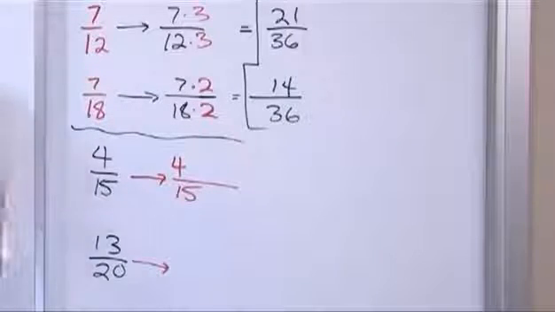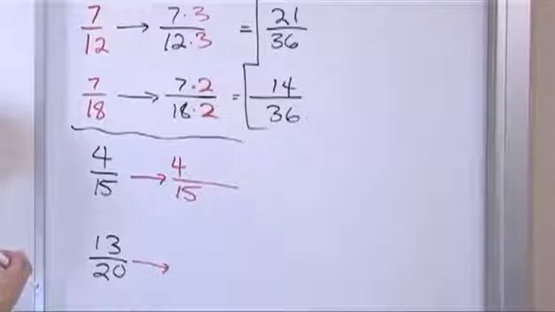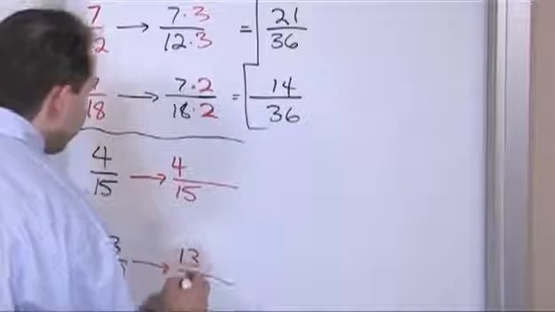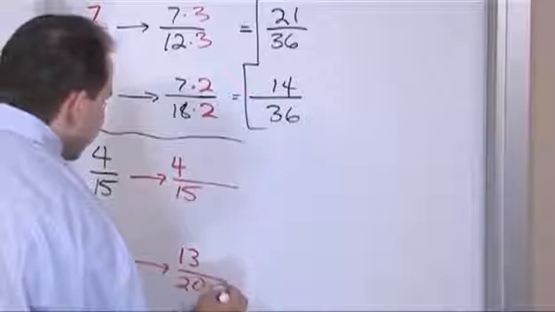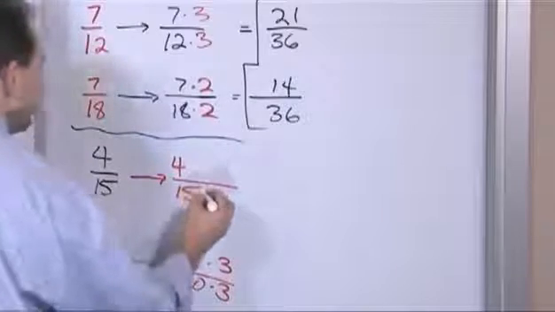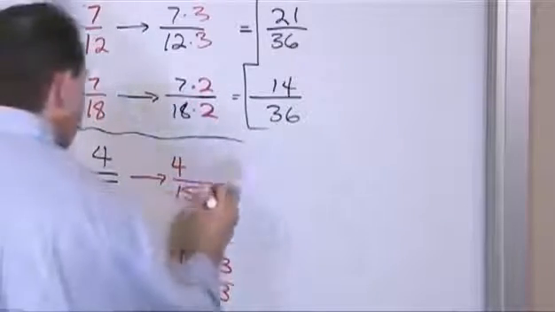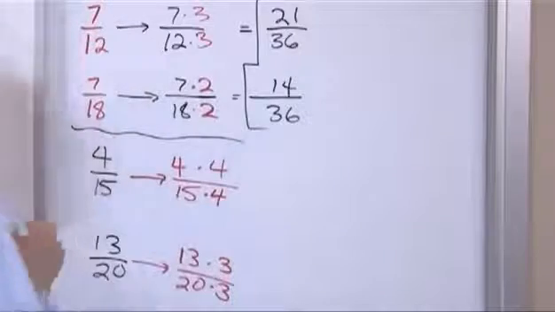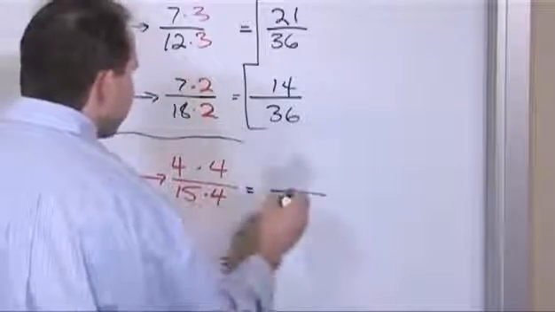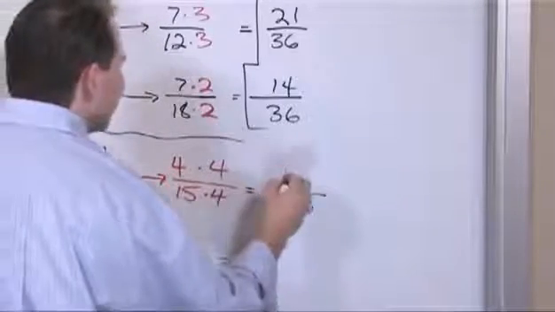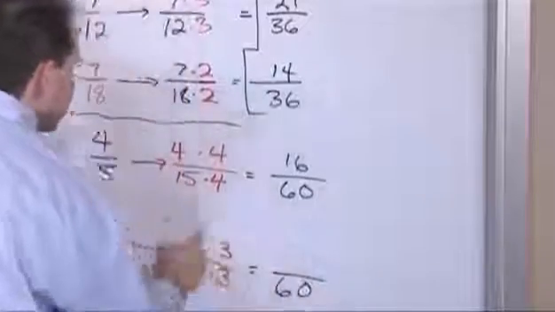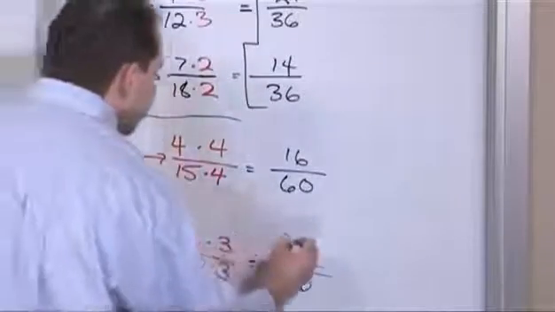Well, you could play around and just kind of go number by number, but just with experience you'll get it. The number 60 is something that will work because if I take, for instance, 13 over 20, if I multiply it by 3, then I'll get 60 in the denominator. And if I multiply this number by 4, 15 times 4 is also 60. So it works out nice because this guy, 15 times 4 is 60, 4 times 4 is 16. This guy, 20 times 3 is 60, 13 times 3 is 39.